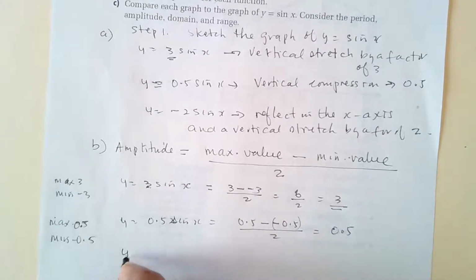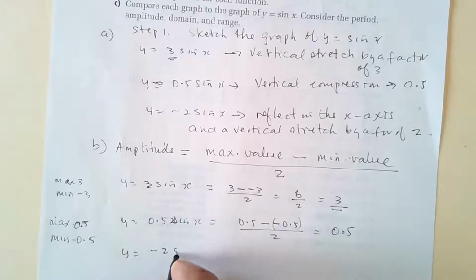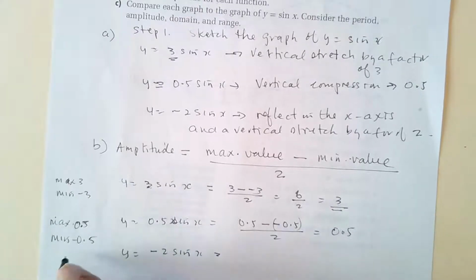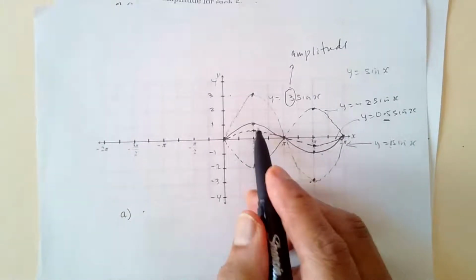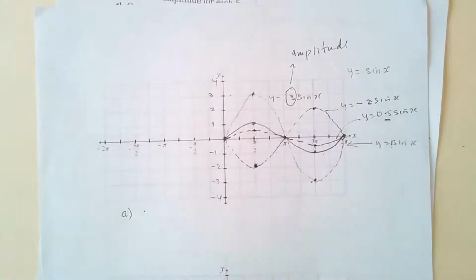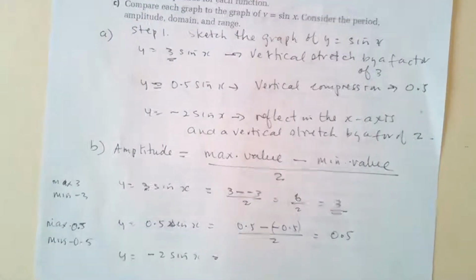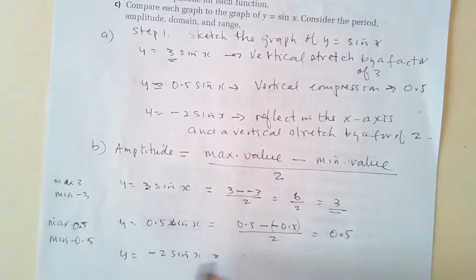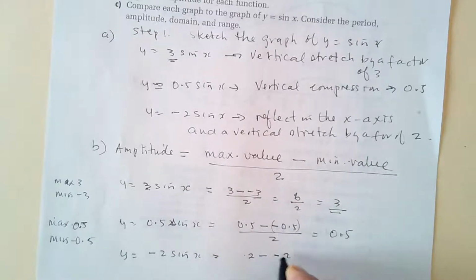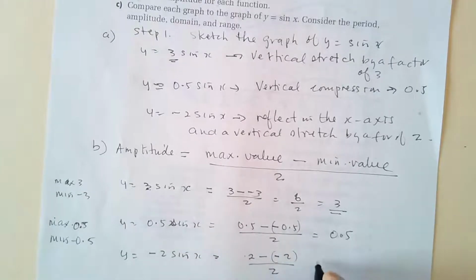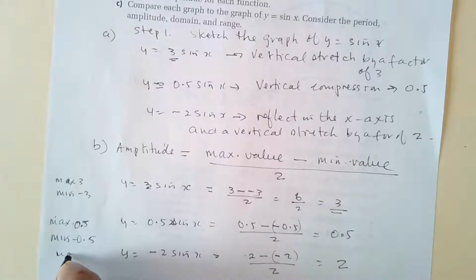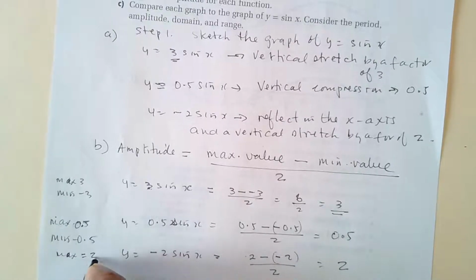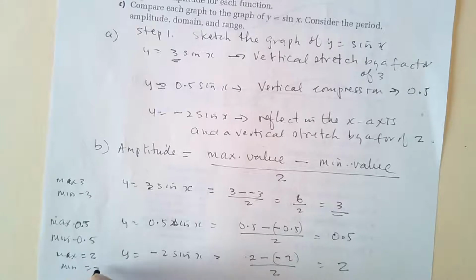And the last one here is y is equal to -2 sine x. You go back to our graph, we have -2, 2. So what we have here, we have 2 minus -2 over 2, which gives us 2. So max is equal to 2, minimum is -2.